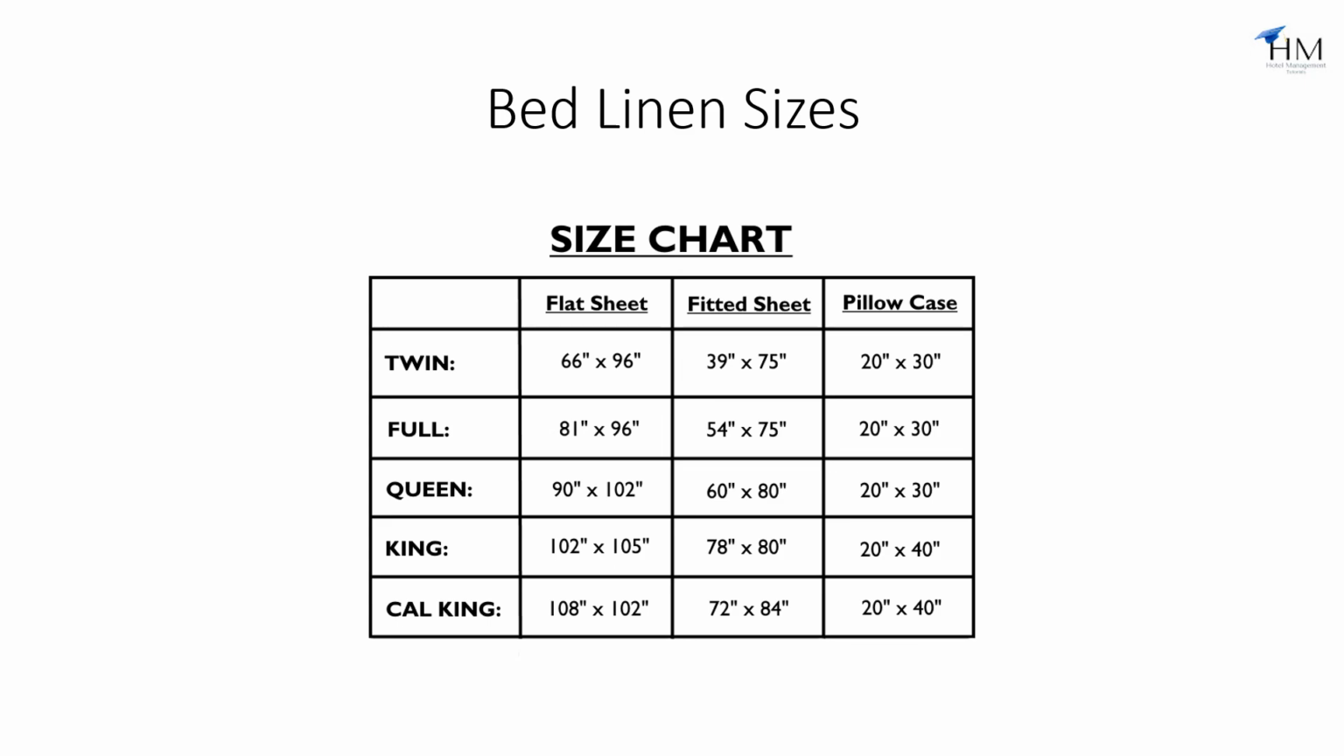The flat sheet size for king bed is 102 inches into 105 inches, and fitted sheet size is 78 inches into 80 inches, while pillowcase is 20 inches into 40 inches. The flat sheet size for California king bed is 108 inches into 102 inches. Fitted sheet size is 72 inches into 84 inches, and pillowcase is 20 inches into 40 inches.